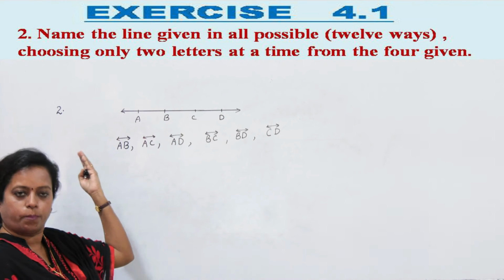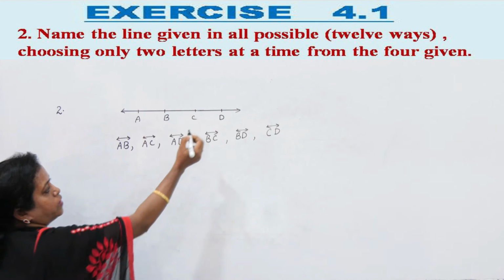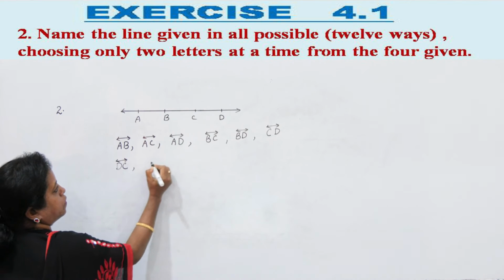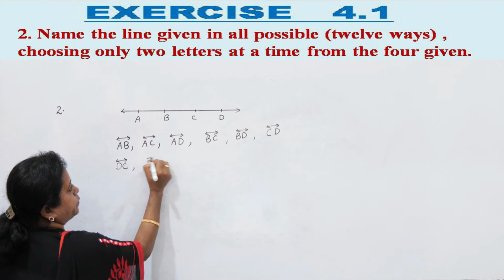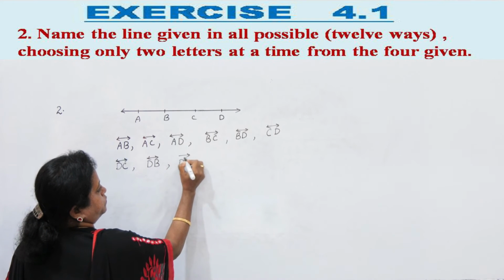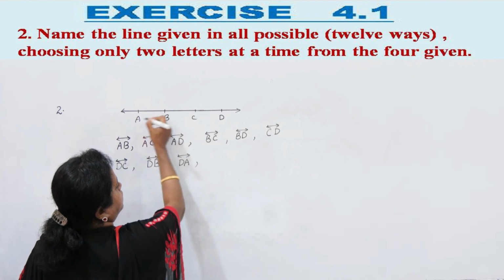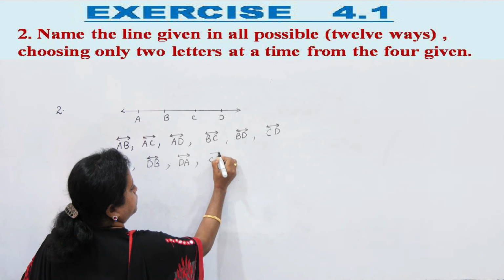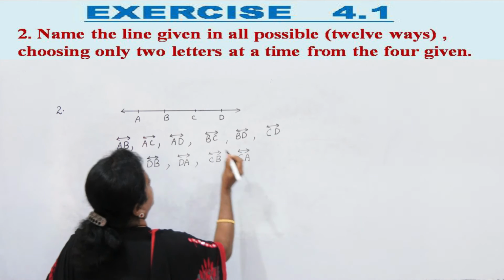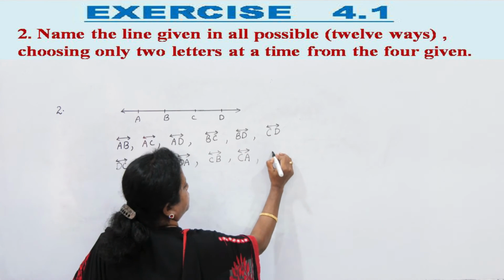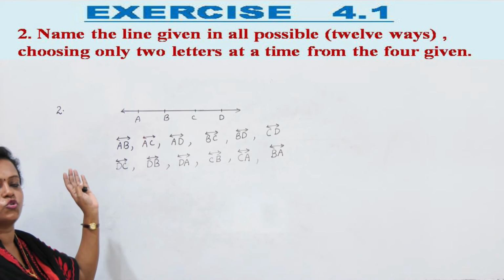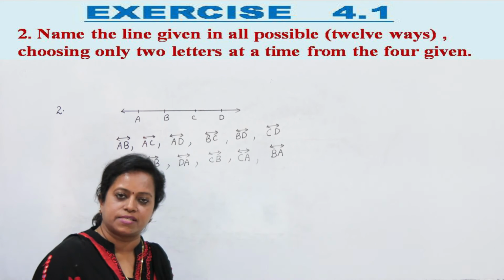So if we start naming in the opposite direction, again we will get 6 more. Starting from the point D, you can write it as DC, or it can be DB, or it can be DA. Or if you start from here, you can write it as CD, CA, and from the point B you can also name this line as BA. So you can see that these are the 12 ways in which this line can be represented by using any 2 letters.